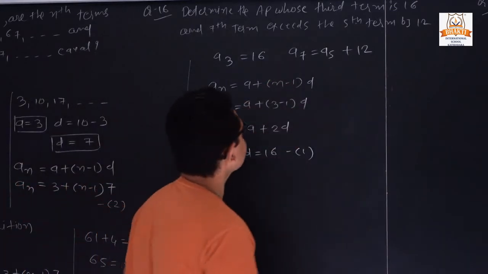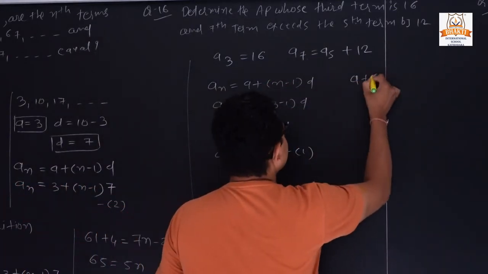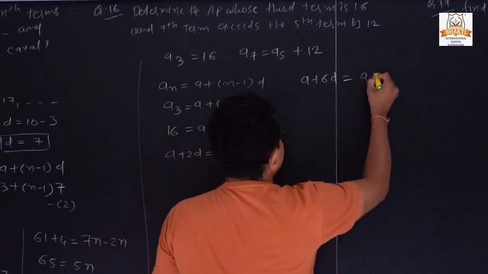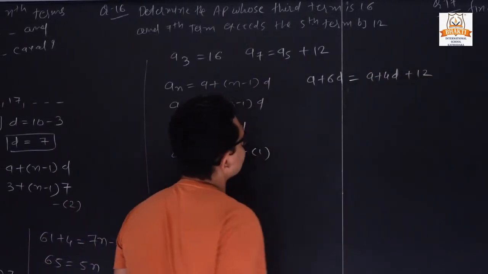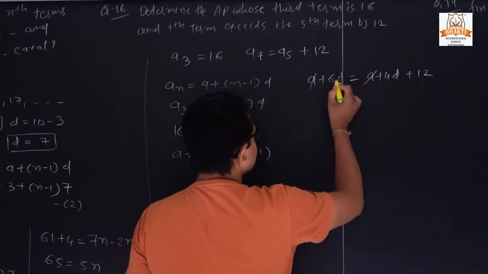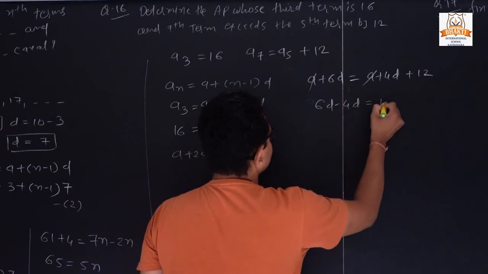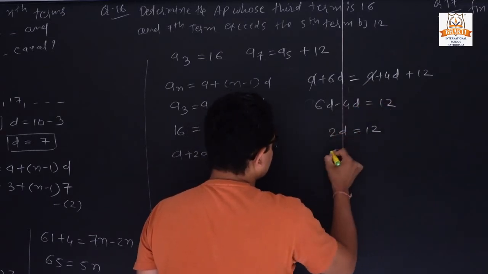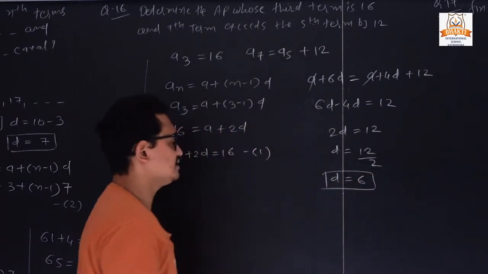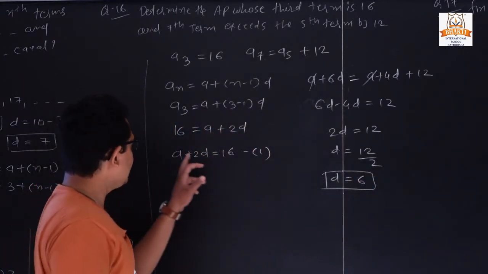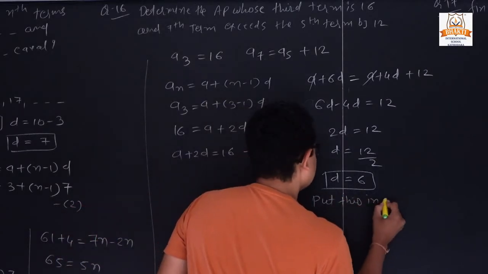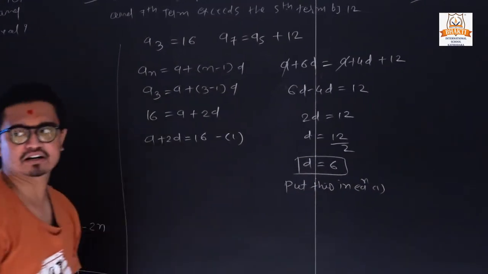Now for this, A7 we can write a plus 6d, and A5 means a plus 4d plus 12. So now a cuts both sides, and this 4d goes to the other side, so it becomes minus. So 2d is equal to 12. So d is equal to 12 divided by 2, so d is equal to 6. Now put this value in equation number 1.